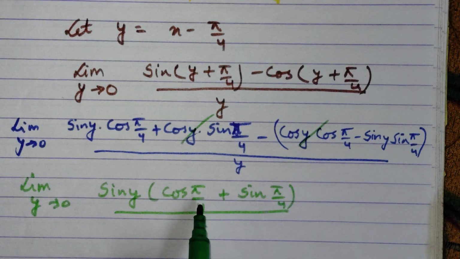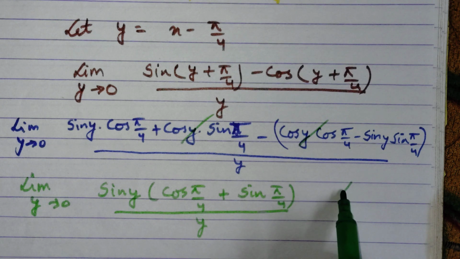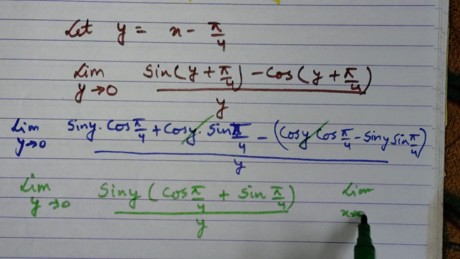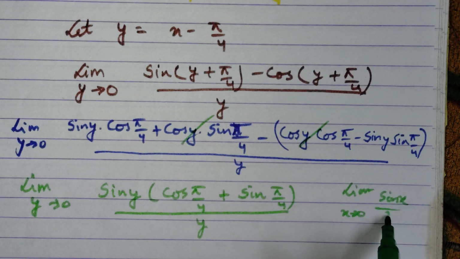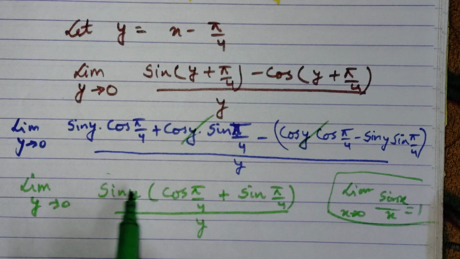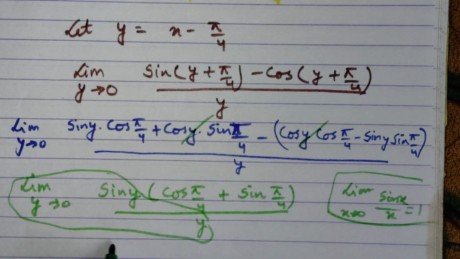So cos pi by 4 means cos 45 and sin pi by 4 means sin 45. Both have the value 1 by root 2, and sin y upon y, when limit y tends to 0, its value is 1. So we know limit x tends to 0, sin x upon x, its value is 1. According to this identity, this has one value, it gives us the value 1.